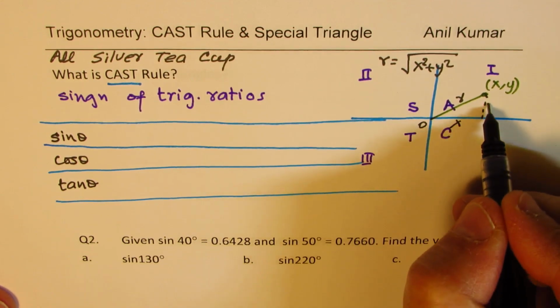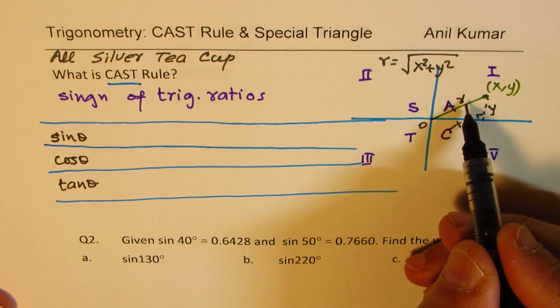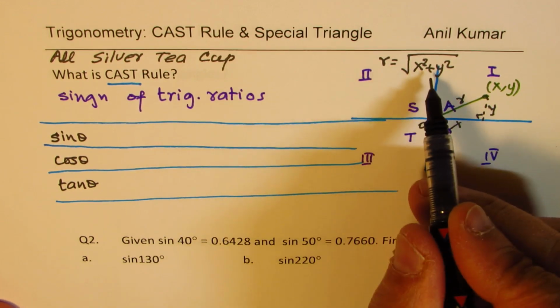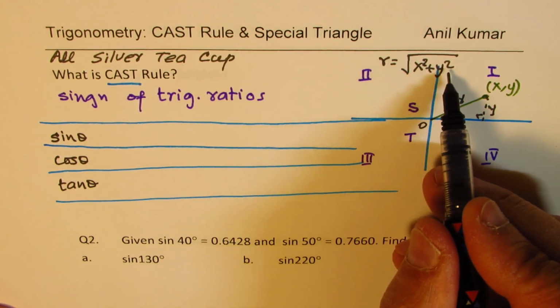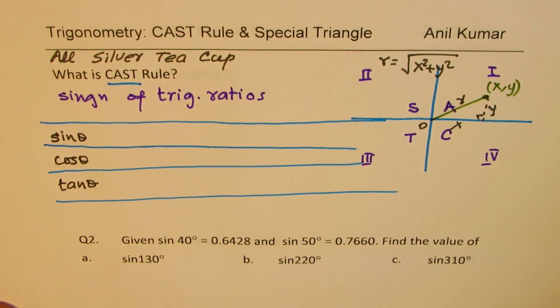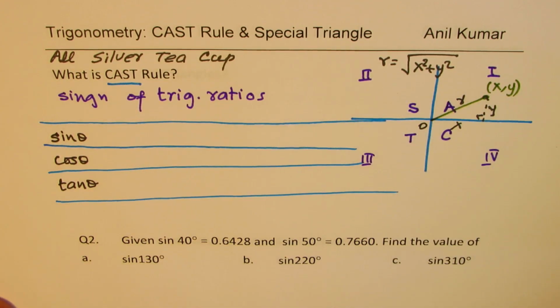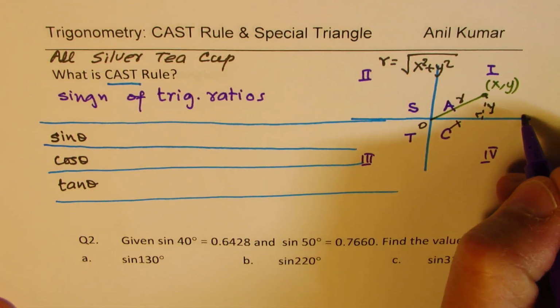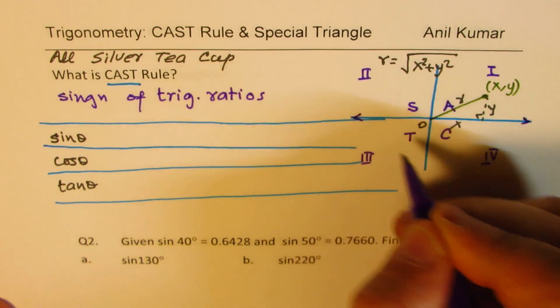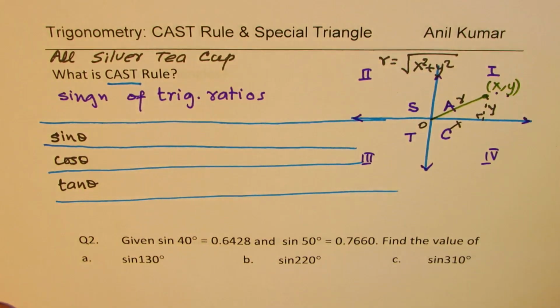This is x for you, that is y for you. This is the right angle. So x square plus y square is r square, and r has to be the square root of x square plus y square. It is a distance, so always positive. Perfect. Now, in our coordinate system, we have the x values and y values, which could be positive or negative, right? So now let's look into their sign.